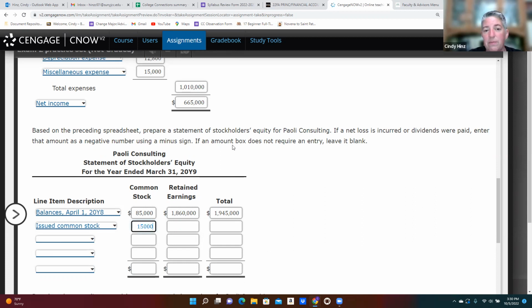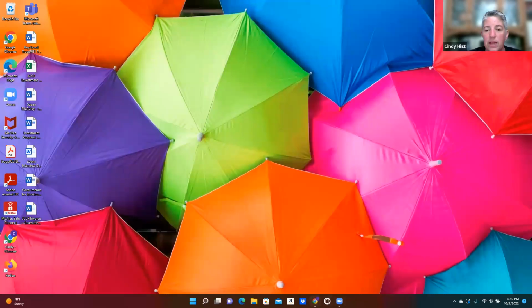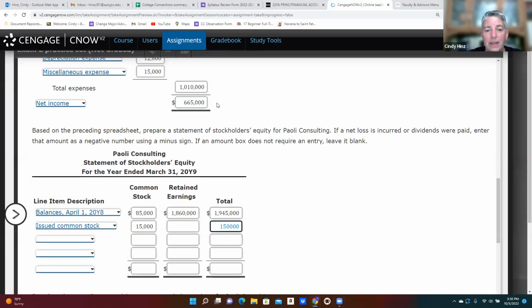We saw that we were issued common stock. If the amount box doesn't need an entry, we can leave it blank. So we don't need to put a 0 in the retained earnings column. Selling new stock, or what just happened? Issuing new stock does not affect retained earnings. So I'm just carrying that total across.